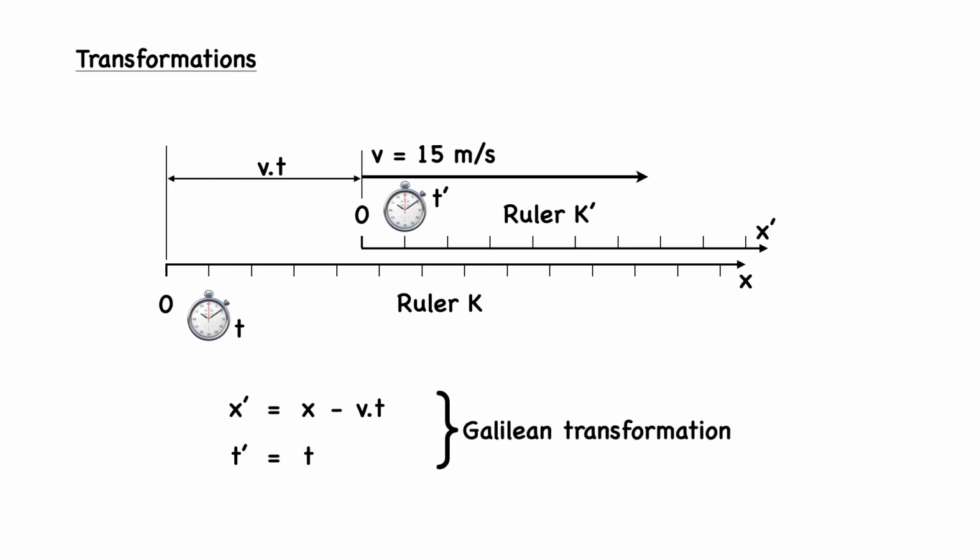Now, we know it'll appear to be accurate for a speed as low as 15 meters per second, but if we now increase that to, for example, 2/3 of light speed, 200 million meters per second, this transformation will no longer be correct. So, we now have to find an improved transformation that gives us the correct answer.